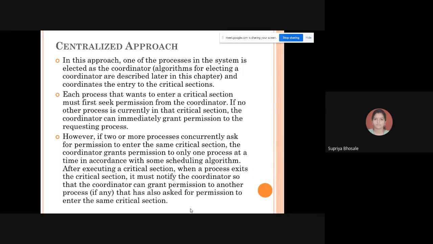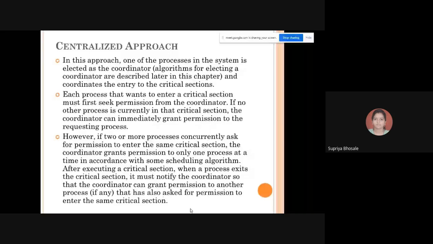In the centralized approach, one of the processes in the system is elected as the coordinator. The algorithm for electing a coordinator is described later. That means after this we have an election algorithm beat, from which we will see how this particular coordinator is chosen. And it will coordinate the entry to the critical section.